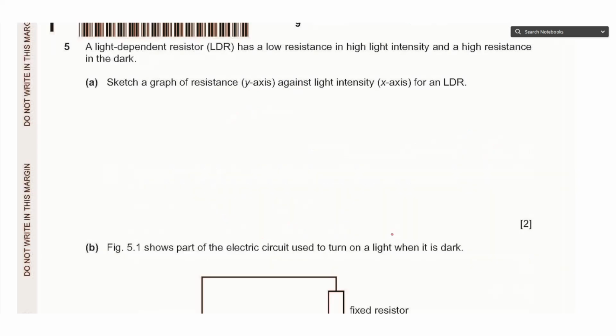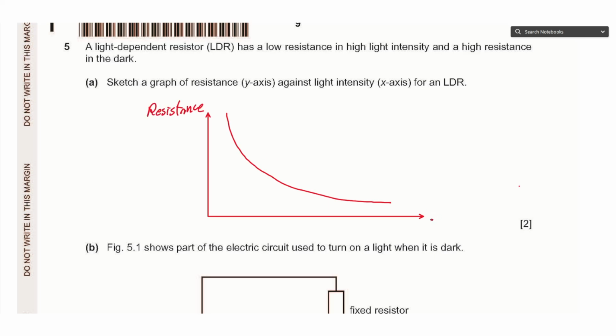Question 5 says a light-dependent resistor has a low resistance in high light intensity and a high resistance in the dark. Sketch a graph of resistance against light intensity for an LDR. So we have the axes for a graph like this. But for an inverse relation, we draw a curved line with negative gradient and decreasing gradient like this, and then we label the axes. We have here resistance and intensity of light. You must remember that an inverse relation is always shaped like this, not a straight line.